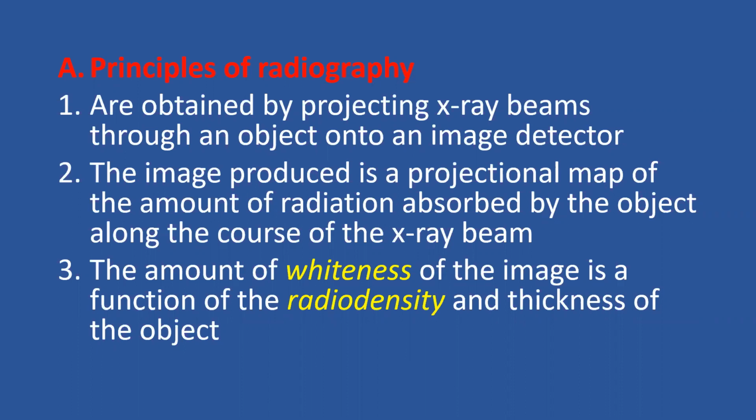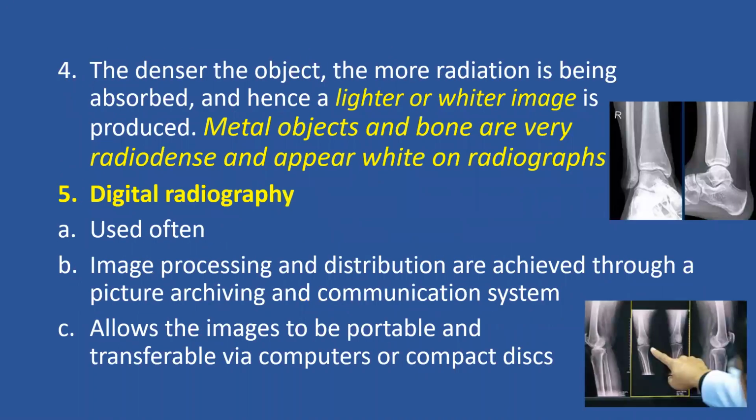If you have a plate, it will appear white because it is what? Thick. The amount of radiodensity is thick, so it will appear as white. The denser the object, the more radiation is being absorbed, and hence we get a lighter or whiter image. Metal objects and bone are very radiodense. إذا بتطلعوا بالcortex بتلاقوا it's more dense, it's more white than the medullary cavity. So the amount of radiation absorbed is much more in denser objects, and for this reason it appears white.